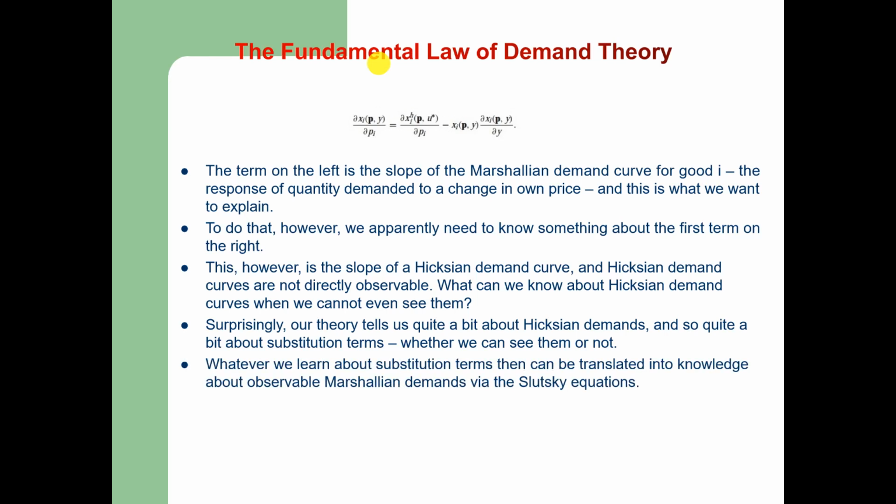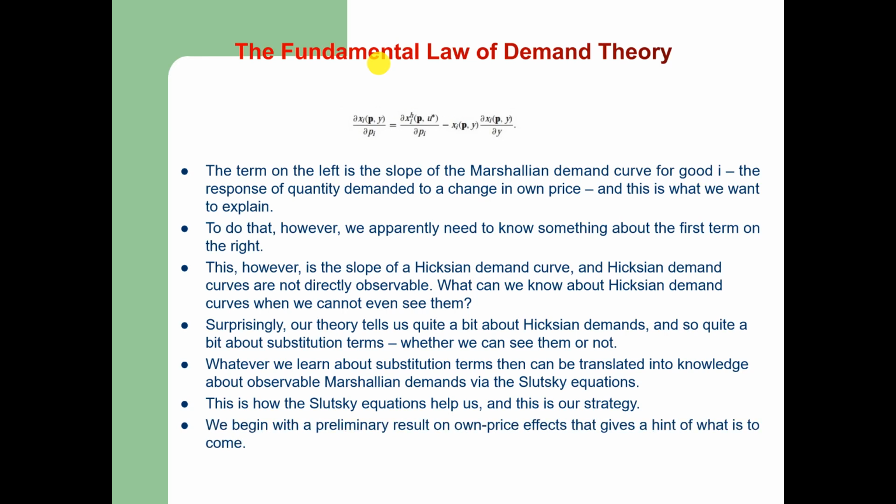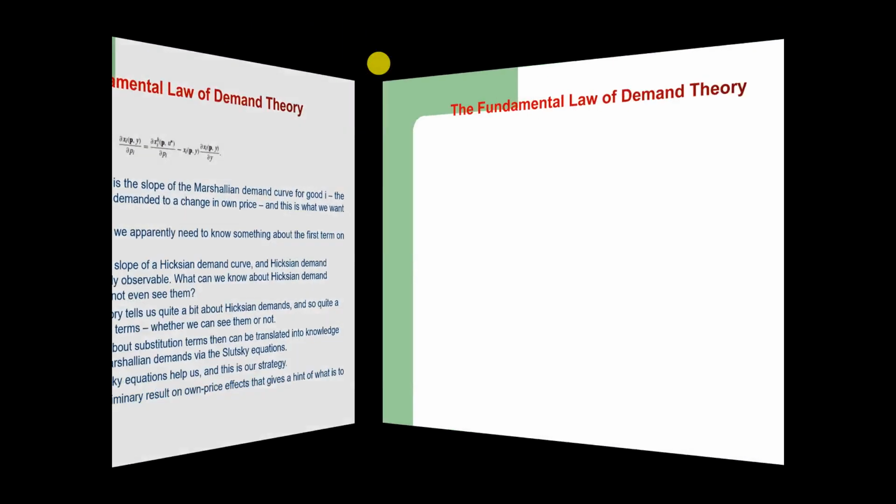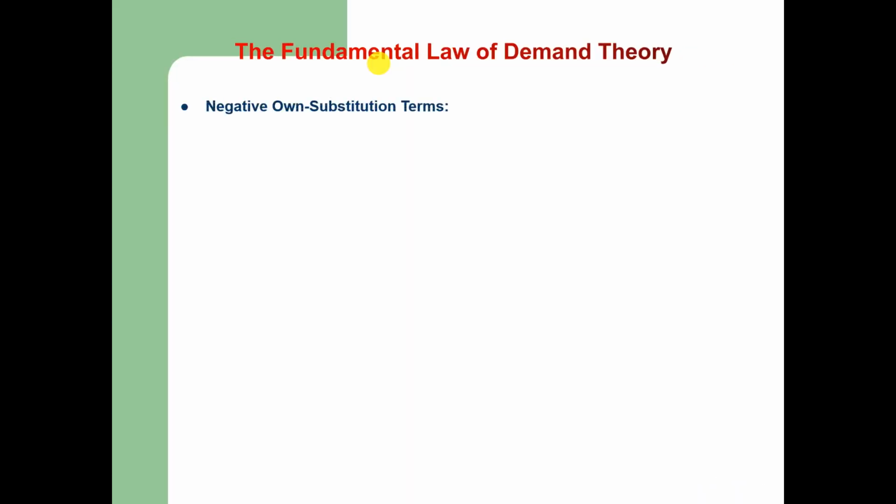So whatever we learn about substitution terms can then be translated into knowledge about observable Marshallian demands via the Slutsky equations. This is how the Slutsky equations help us, and this is our strategy. So we begin with a preliminary result on own price effects that gives a hint of what is to come, and we start with the negative own substitution terms.